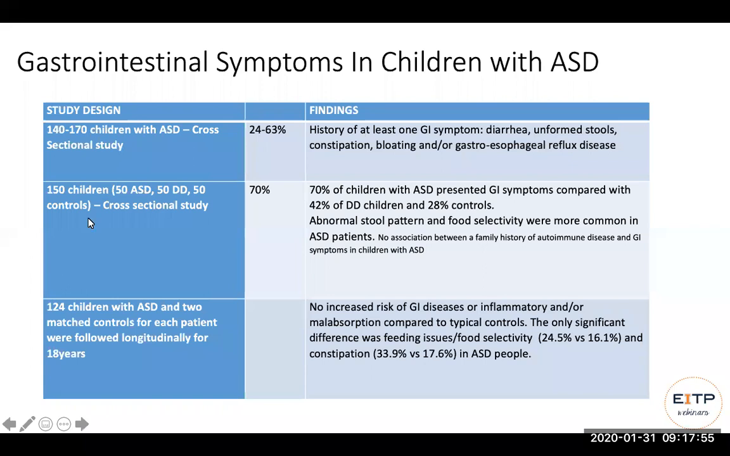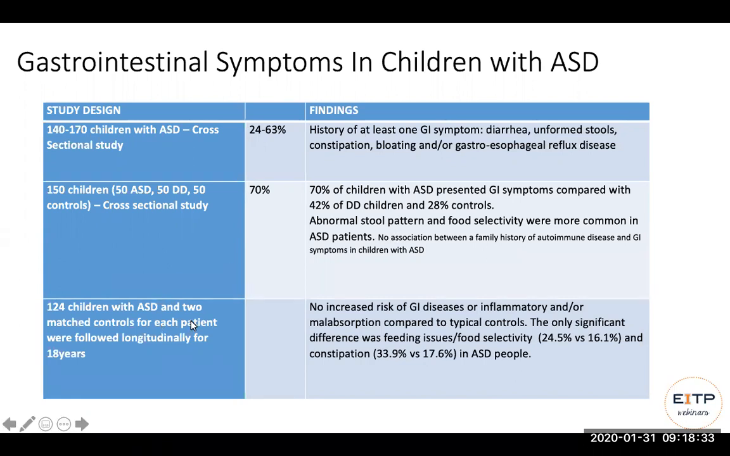Then we have this other study, which is 150 children that were studied. 50 had autism, 50 had developmental delays, and 50 had controls. So 70% of the children with autism had GI symptoms compared with 42% of developmental delay children and 28% of controls. So this tells us that children with developmental delays have more risk than typically developing children for gastrointestinal symptoms, but that's even higher in children that have autism. So we need to have a high index of suspicion.